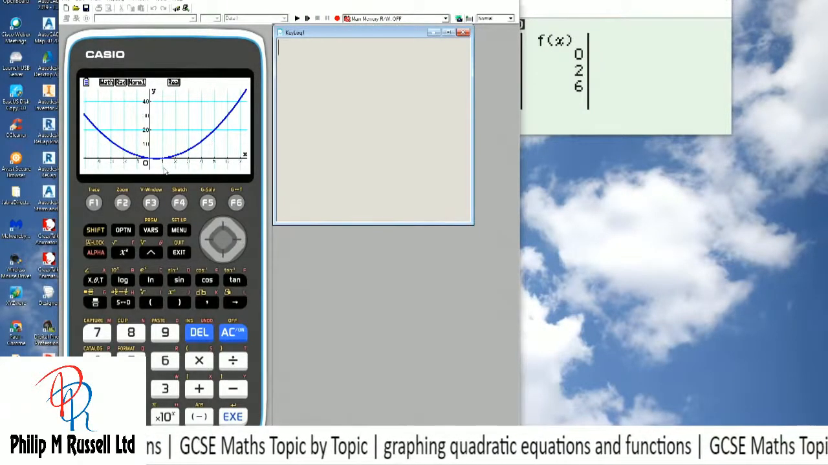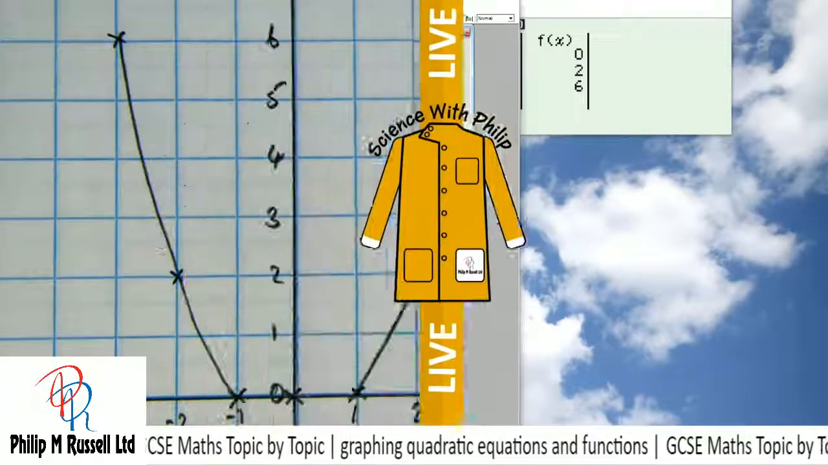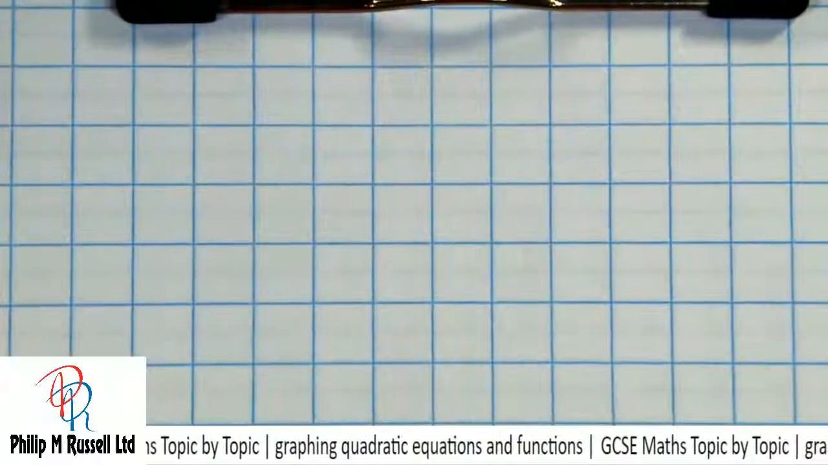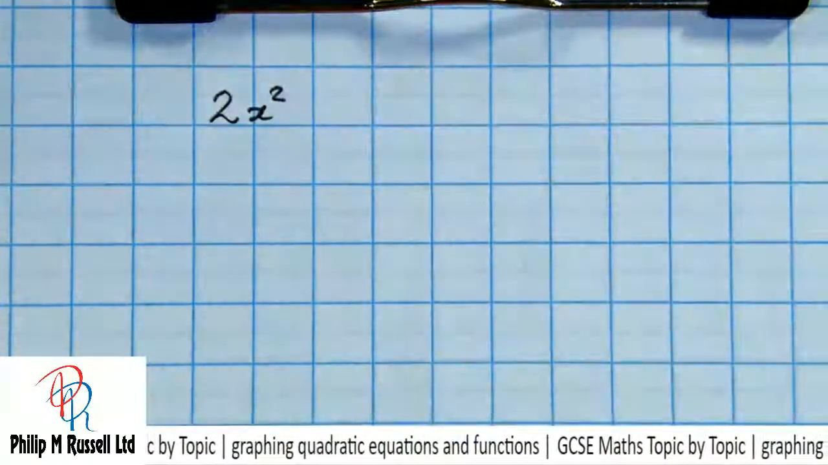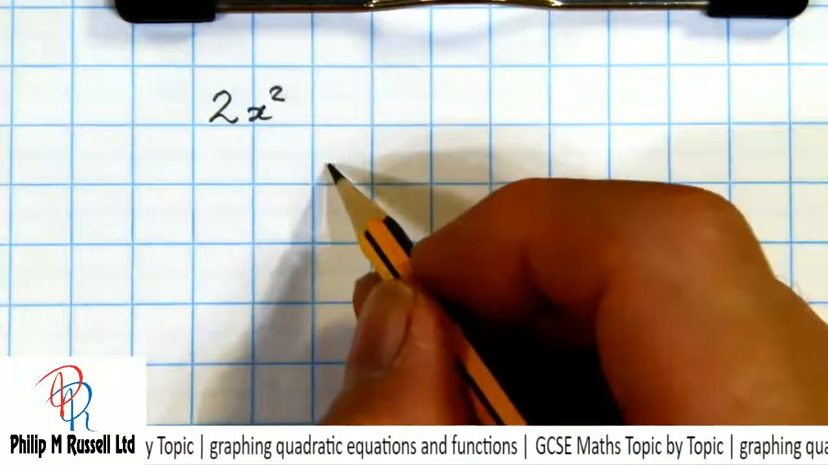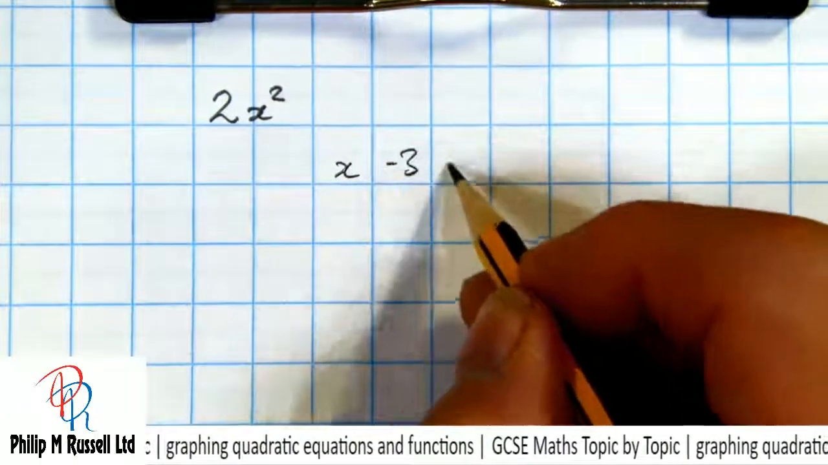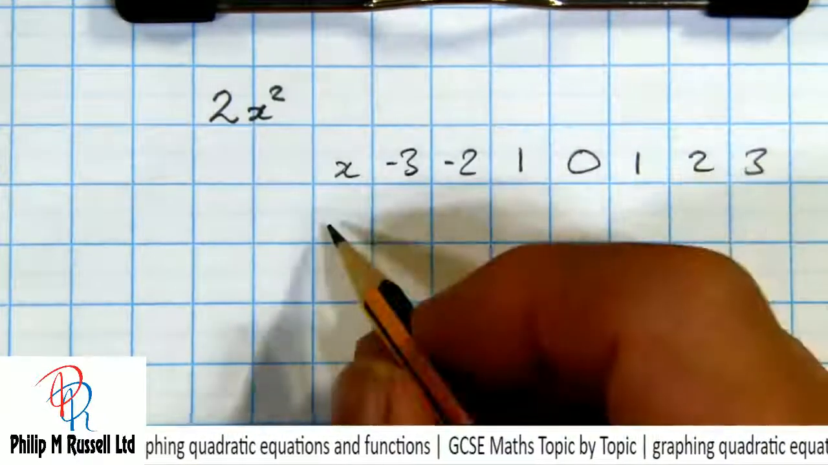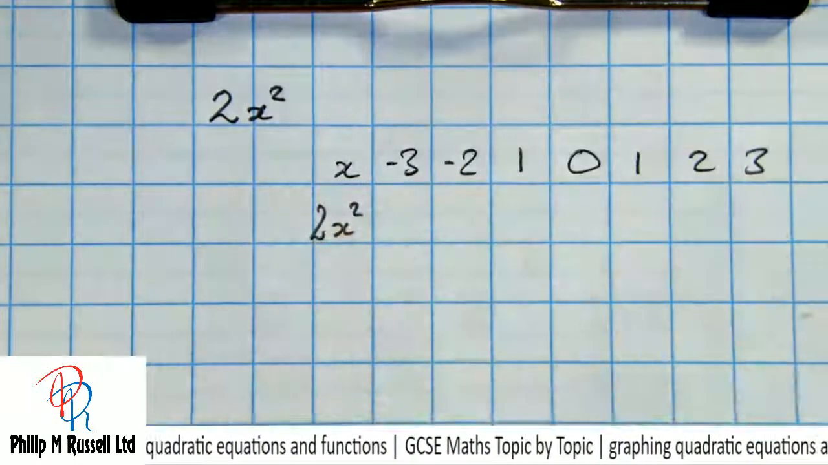So what would happen if we looked at a different type of graph? Let's now shove in a value to see what we can do. Let's go for a graph of 2x squared. So I'm going to choose my values of x, which are going to be again -3, -2, -1, 0, 1, 2 and 3, and I can work out what x squared is, and then we can double it.